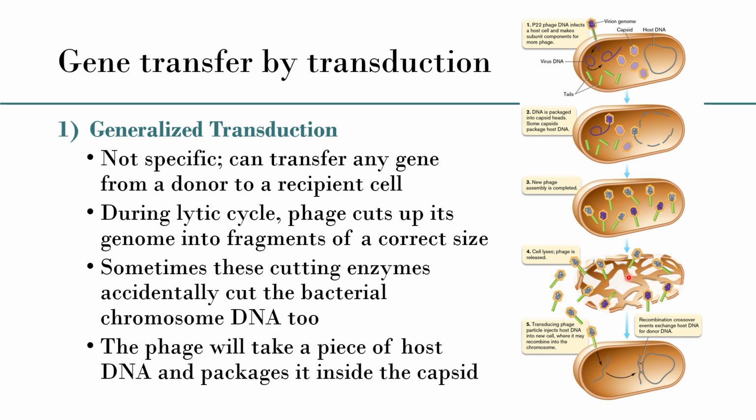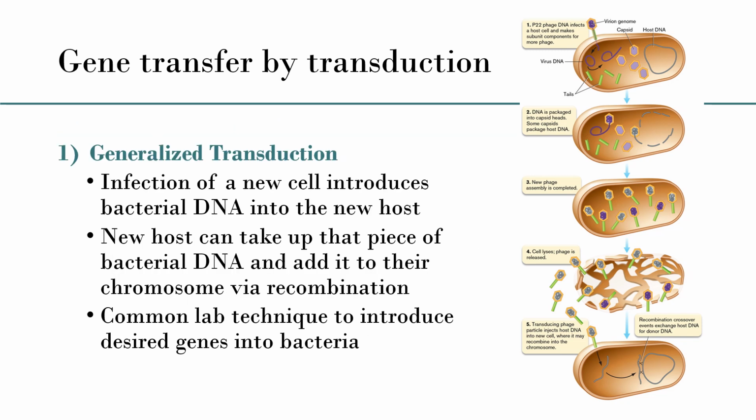Then they burst out of the cell, and when they go and infect a new cell, they might accidentally insert this new DNA that does not belong to the phage but to the bacteria. When this happens, we can end up with a recombination event, because if this piece of DNA is homologous to the chromosome, the DNA might just swap places. And this can introduce new genes into bacteria and is often used in the lab for us to introduce the gene that we want, often a mutated gene.